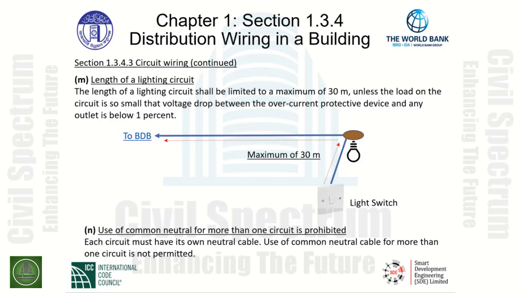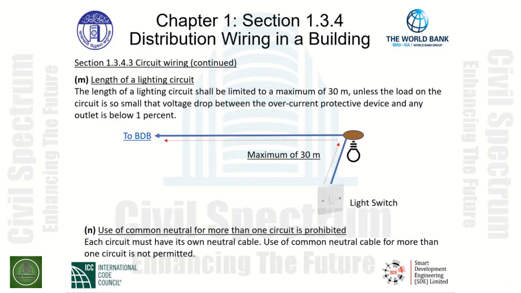Consider the diagram below. The limitation of our lighting circuit is 30 meters. This circuit is from where the overcurrent protection device supplies power to the light and switching.